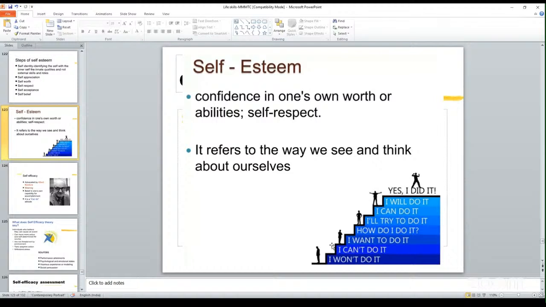But once he wants to do it, then comes the question, how do I do it? Then the option, I will try to do it. Now he starts trying to do it, then he can say, I can do it. And later, I will do it. Now the more confidence comes, that leads to achievement, then he can say, yes, I did it. It all starts with, I'm not doing it, then ultimately I did it. So that is the confidence part which one can think of.